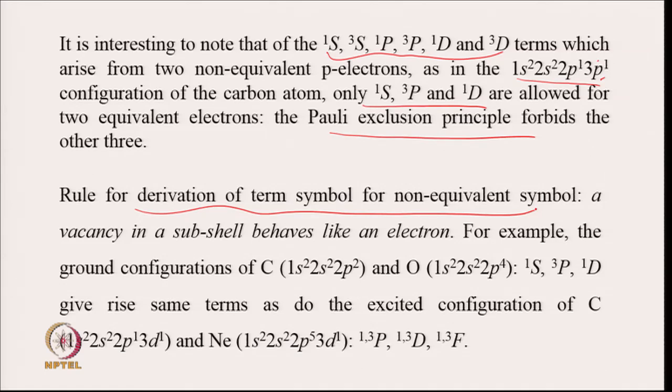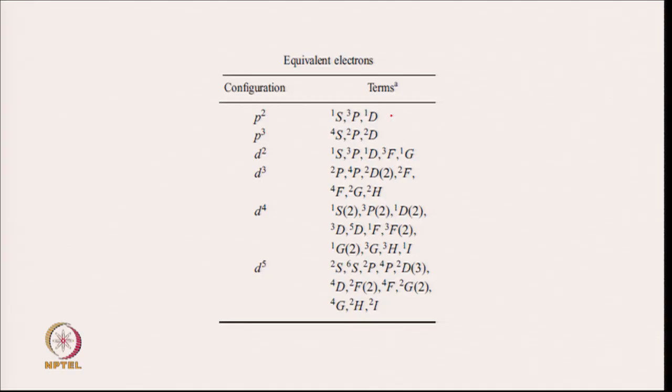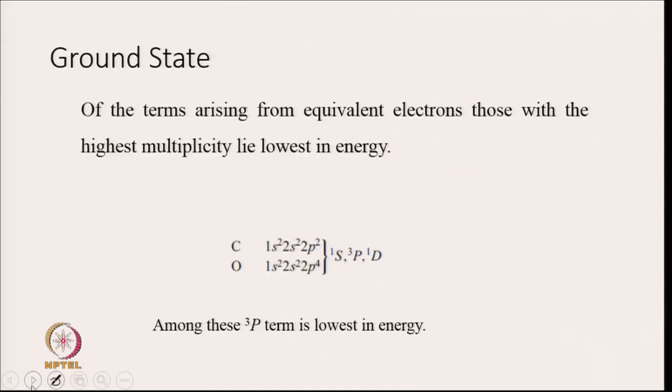So, a vacancy in a subshell behaves like an electron. For example, the ground configuration of carbon 1s2 2s2 2p2 and oxygen give rise to the same terms, as do the excited configuration of carbon 2p1 3d1 and neon 2p5 3d1. This is an important simplification when writing terms. So, p2 gives 1S, 3P, 1D, and p3 gives 4S, 2P, 2D. These are the different terms for different types of equivalent electrons, and you can practice one of them to see whether you understood.